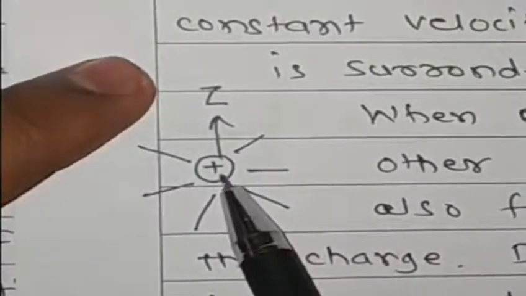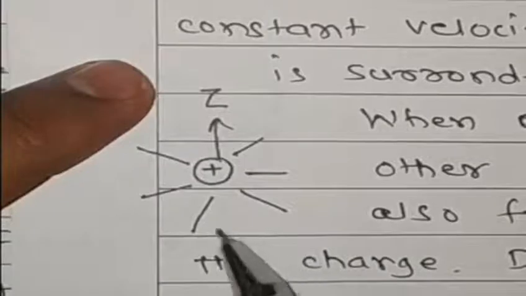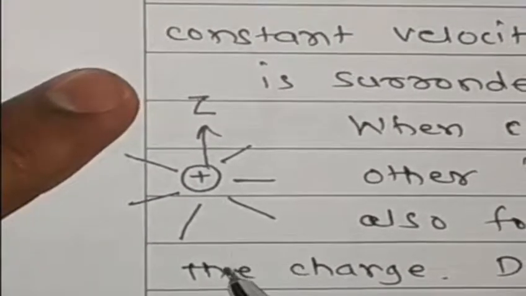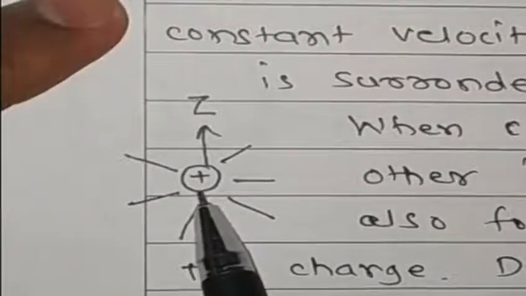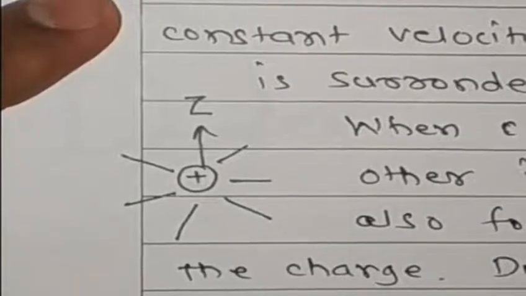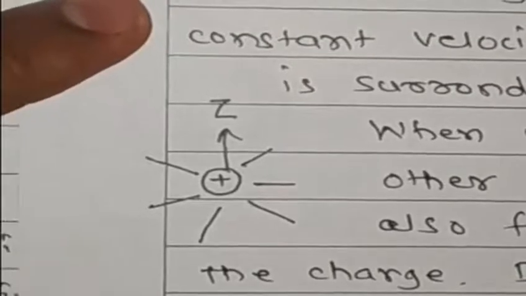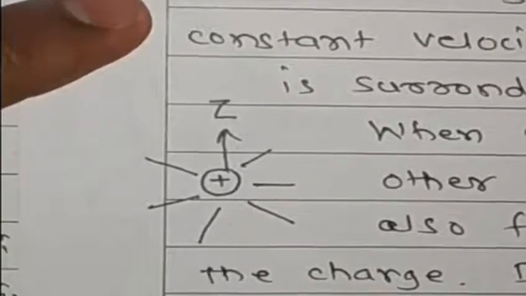So to put a final word on the radiation mechanism of antennas, let's assume, as shown in this diagram, there is a positive charge, and on this positive charge field lines originate and they end either on a negative charge or at infinity. If we assume that this charge is moving with a constant velocity in the z direction, it is surrounded by static electric field lines. When a charge moves from one point to another in free space, the field lines also follow the charge and surround it.